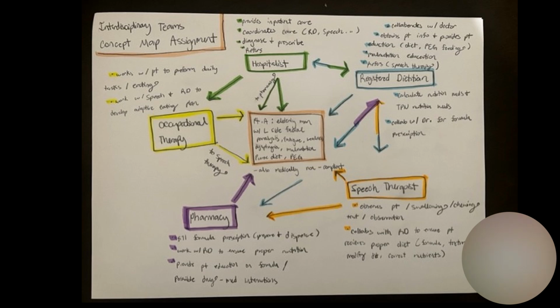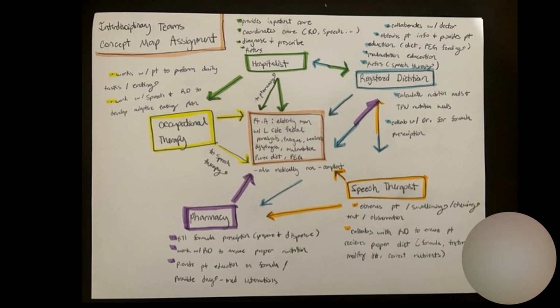Based on the patient's diagnosis, the left side facial paralysis, dysphagia, and malnutrition, the registered dietitian would collaborate with the doctor as well, obtain patient information, and could do nutrition education, including diet, PEG tube feedings, malnutrition education. Obviously, the registered dietitian would be calculating nutrition needs and TPN nutrition needs as well due to the PEG tube, and collab with the doctor for the formula prescription.